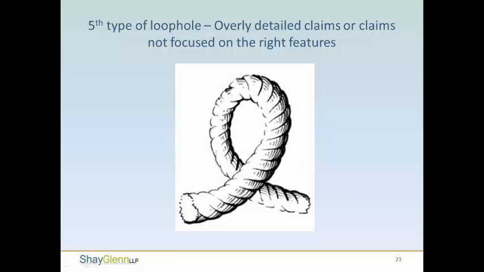So the fifth type of loophole is having overly detailed claims or claims that are not focused on the right features.